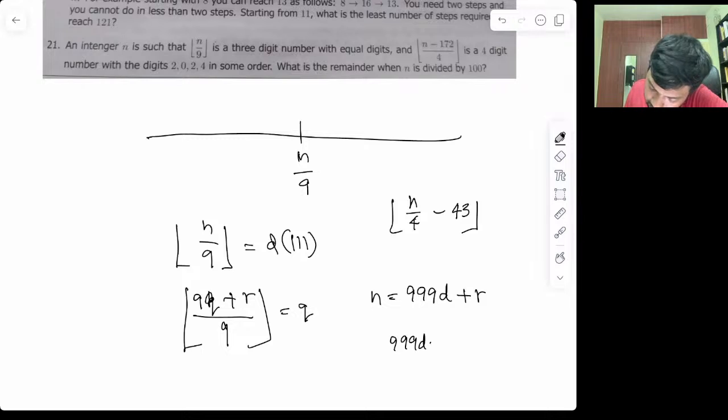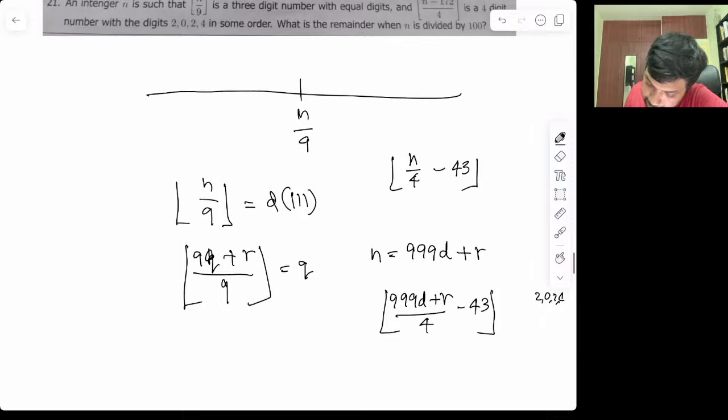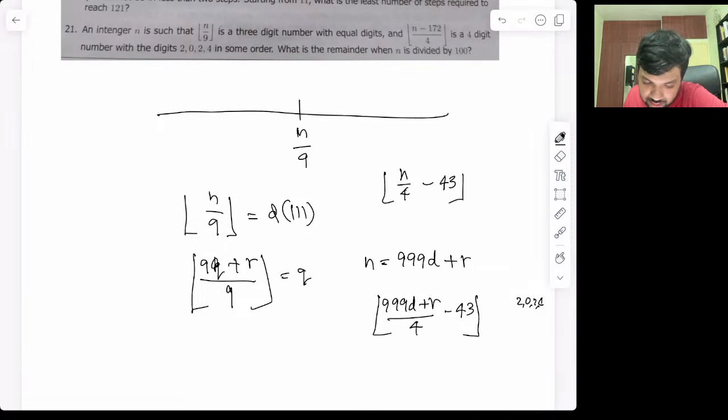Okay, so (999d + r)/4 minus 43, in some order, is a 4-digit number, so 0 doesn't appear, 2024 in some order. Then what is the remainder when... it looks like there's only one such number or something, because at least the last 2 digits are the same if there are multiple answers. It sounds as if there's only one answer, at least for the whole problem.